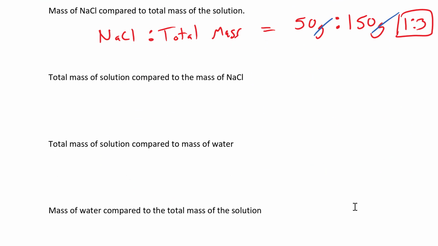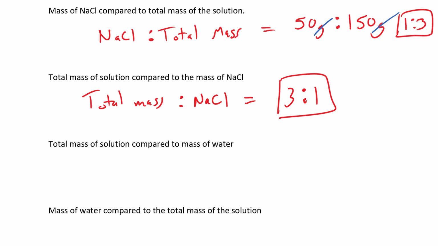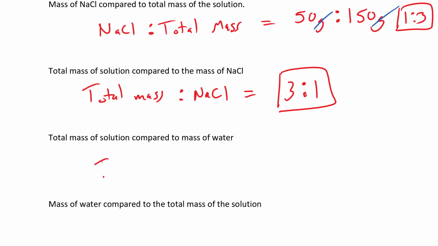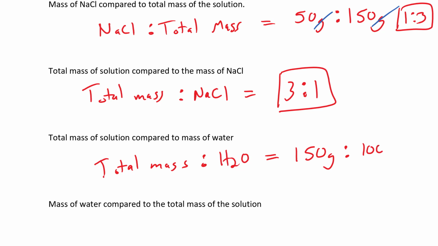Let's take the total mass of the solution compared to the mass of NaCl. So total mass compared to NaCl. What do we get? It's just the opposite. We get 3 to 1. What about the total mass of the solution compared to the mass of water? So here we get total mass compared to the water. And here we get 150 grams total mass, and the mass of water was 100 grams. Again, grams cancel out, and I get a 3 to 2 ratio on that.